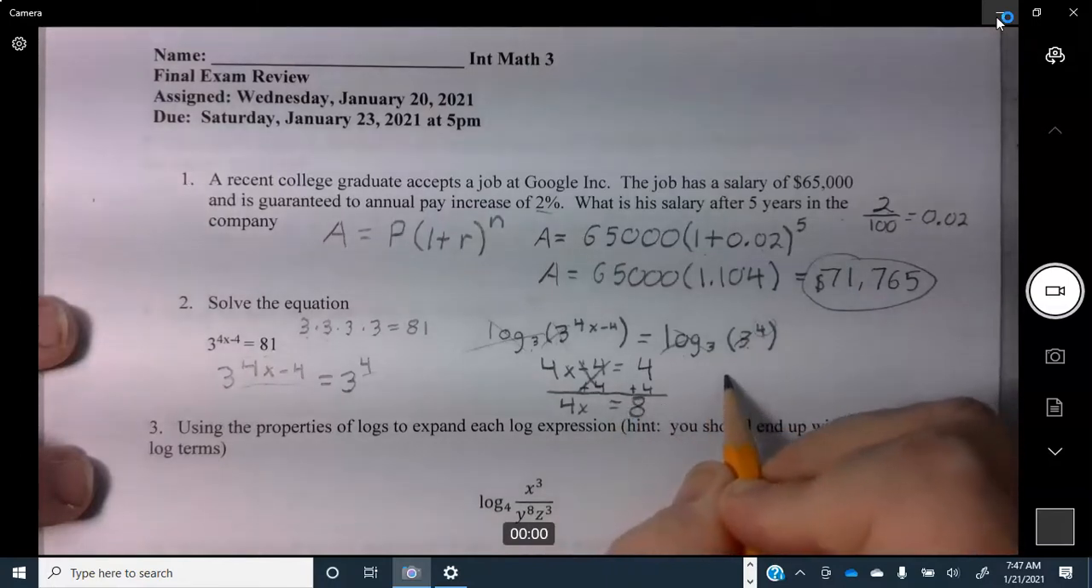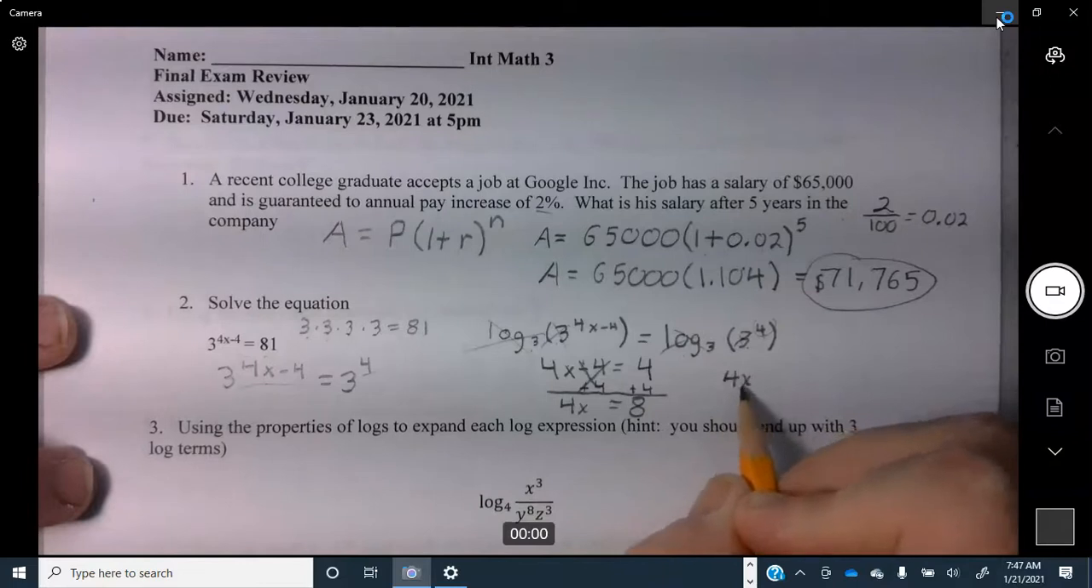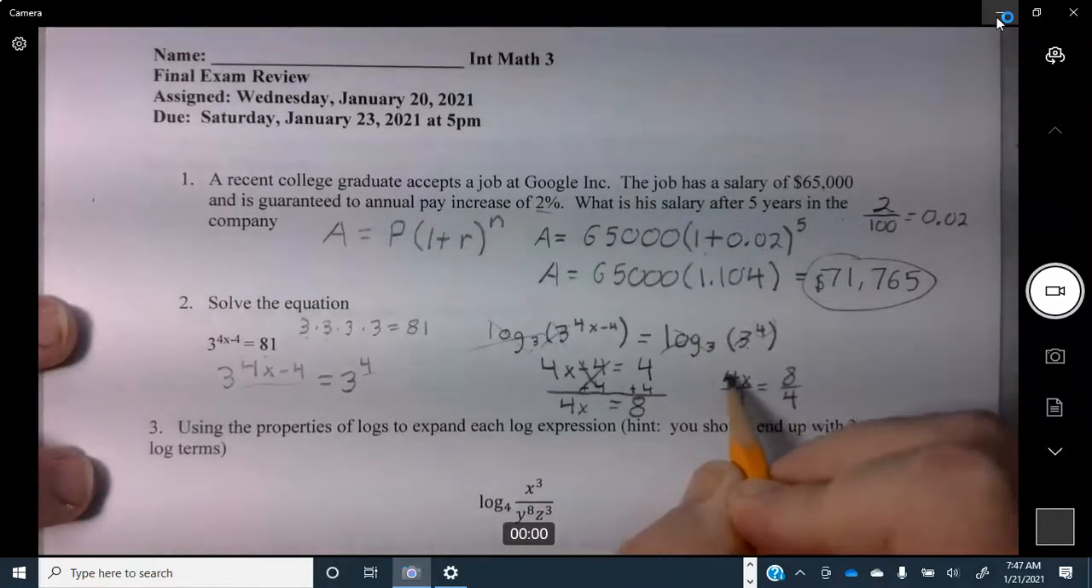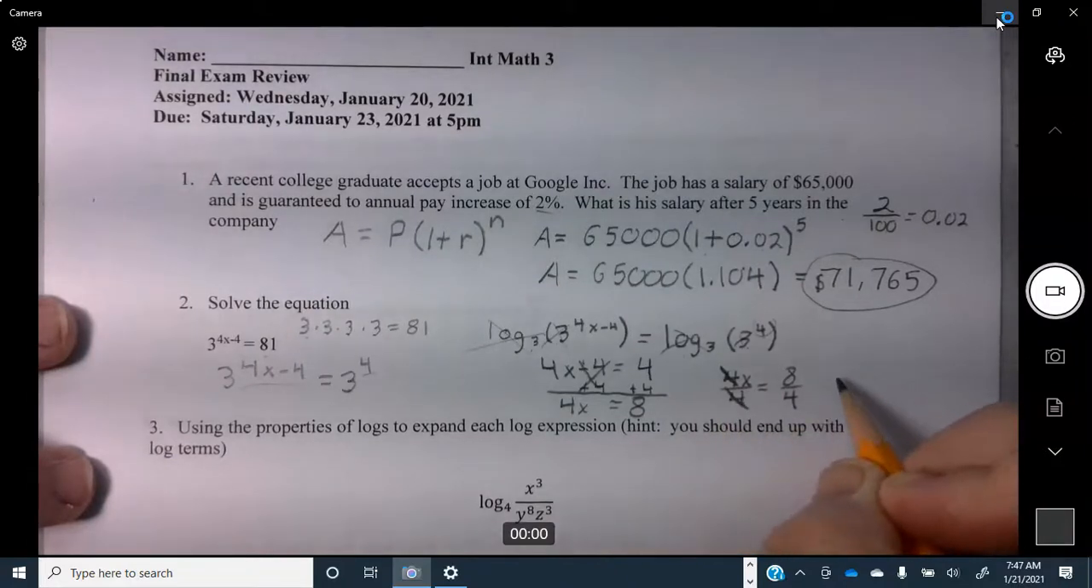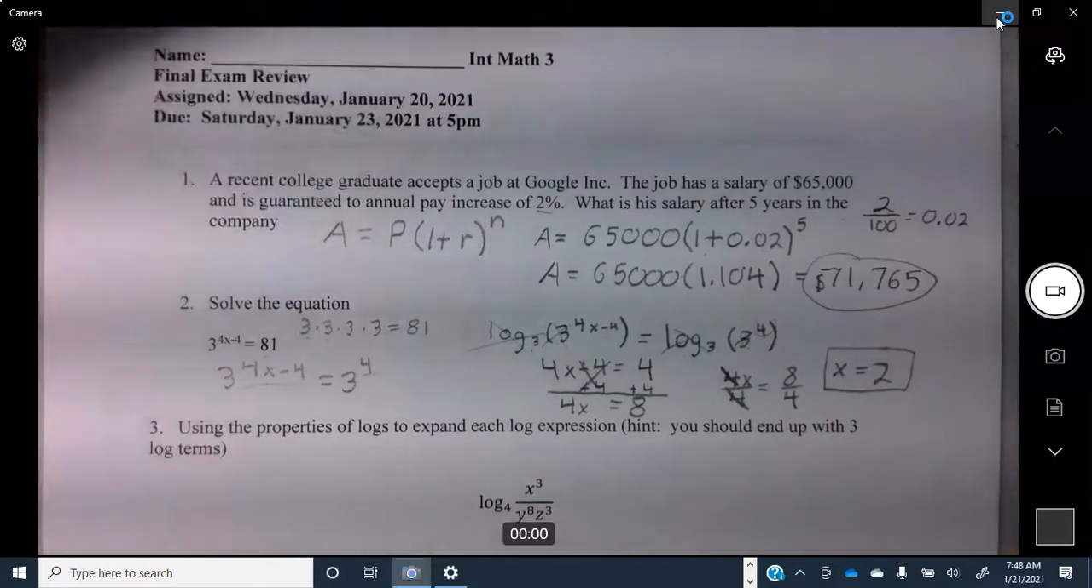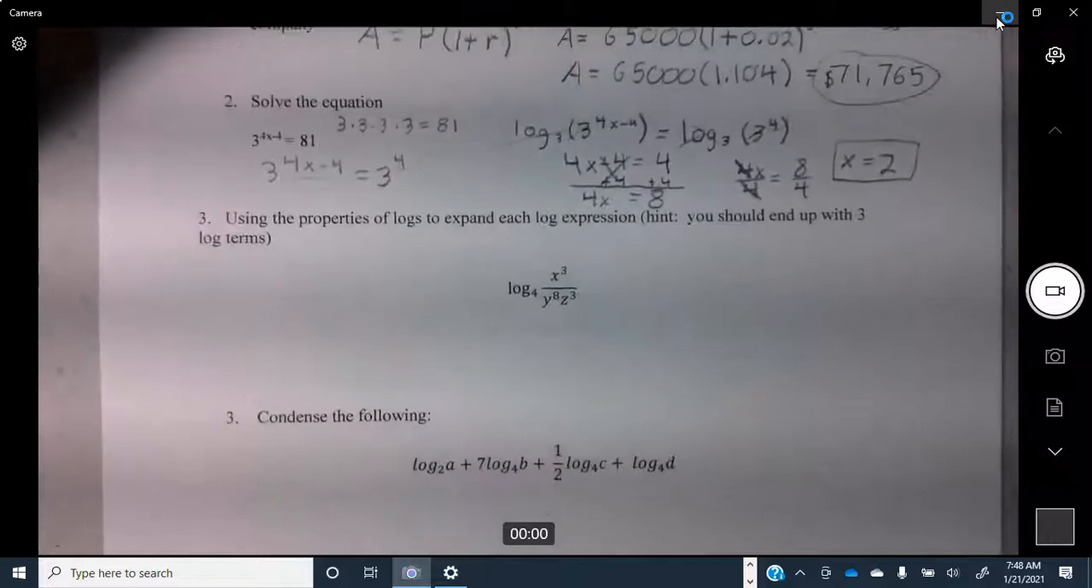And I'll come over here. x equals 8 over 4, so x equals 2. Okay, and that is that one. All right, next up.